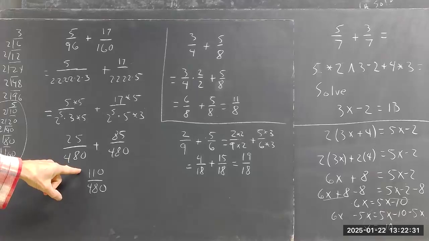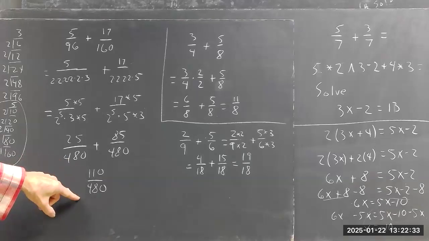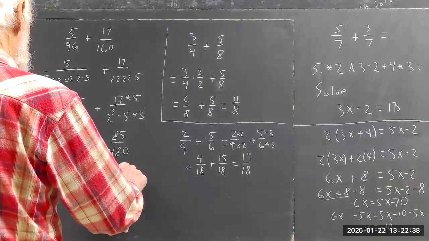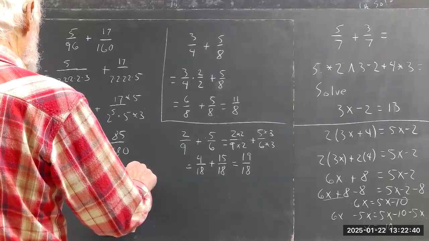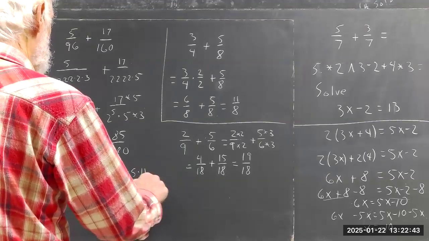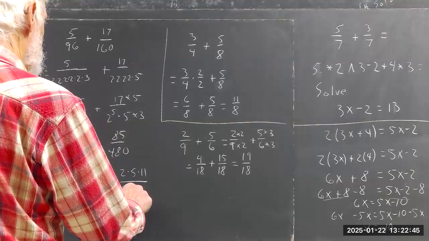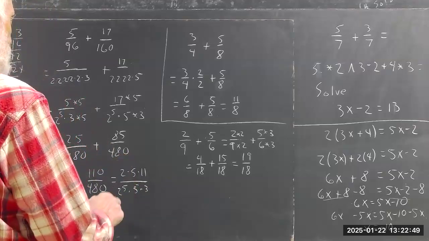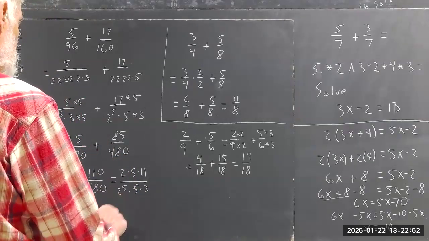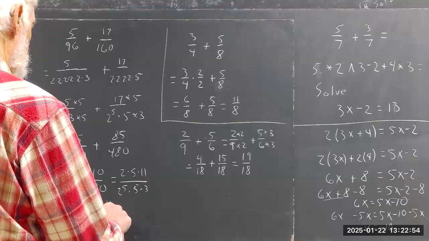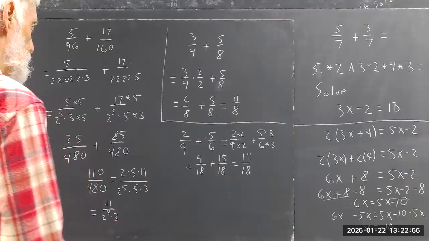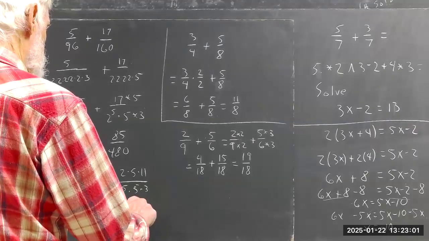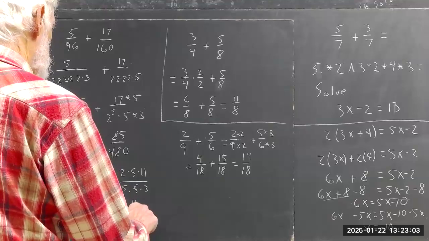You can do a prime factorization of 110 and see what factors match up with factors of this. If you did that, you would end up with what? 2 times 5 times 11 over 2 to the 5th times 5 times 3. 5 will divide the 5, 2 will divide 1 of the 2's. That's going to be 11 over 2 to the 4th times 3, which is 11 over 48.